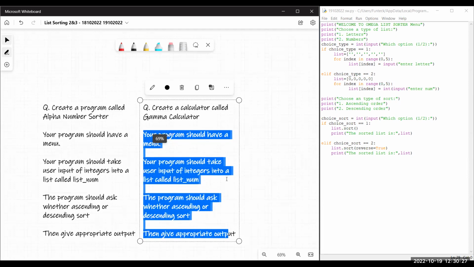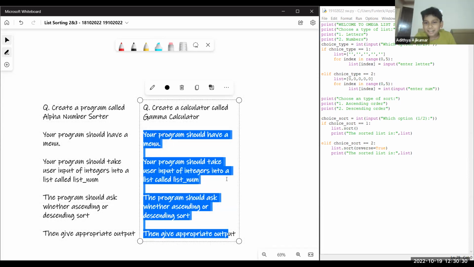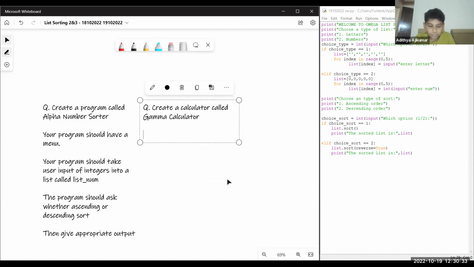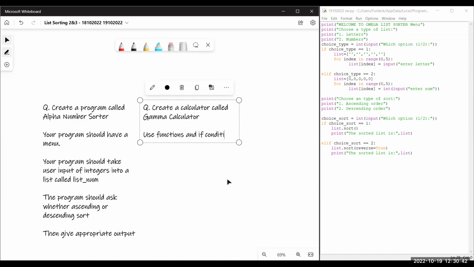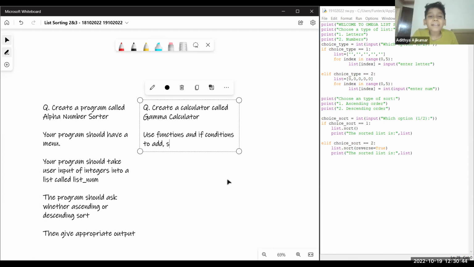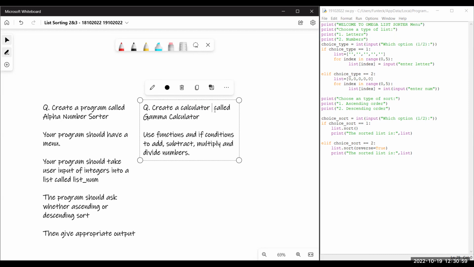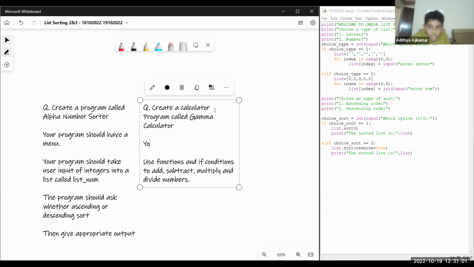Change that gamma calculator to something that I'll write right here. So look. Change it to this. Use functions. Sir, change the calculator's name to Garaga calculator. Add, subtract, multiply, and divide. Four. Sir, change the name to Garaga calculator. What is the name? Garaga calculator. I have typed it in chat and right here.